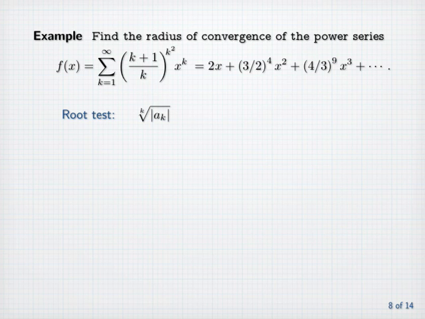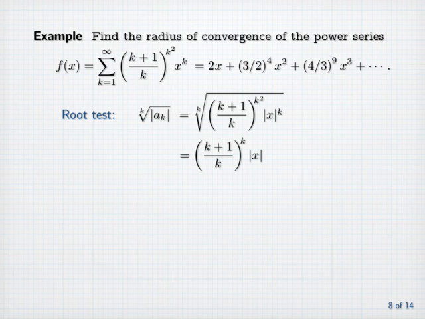The kth root of the absolute value of the kth term is equal to the kth root of (k plus 1 over k) to the k squared power times the absolute value of x to the k. Now we take the kth root here by dividing each exponent by k. So we have (k plus 1 over k) to the kth power times the absolute value of x to the first power. The factor in front here may look a little more familiar if we rewrite it as (1 plus 1 over k) raised to the kth power.